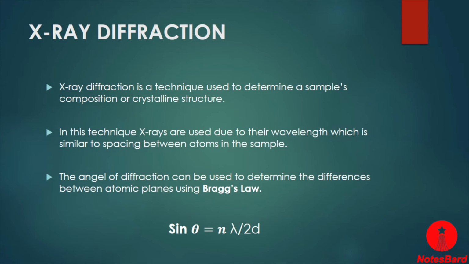So here Bragg also suggested an equation to determine the angle of diffraction, and this equation is sin theta equal to n lambda upon 2d. Here d is the space or interplanar spacing between the diffracting planes, theta is the incident angle, n is an integer, and lambda is defined as the wavelength of the beam of X-rays. So this is Bragg's law, which is used in X-ray diffraction to find the angle of diffraction of these molecules.